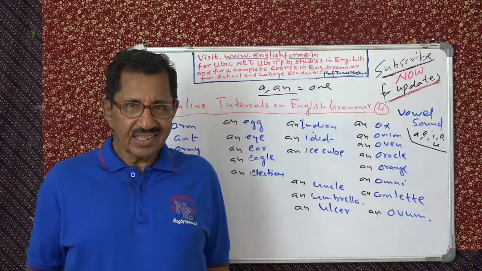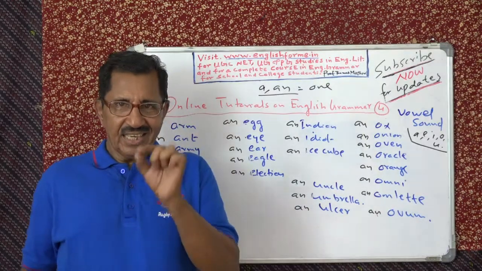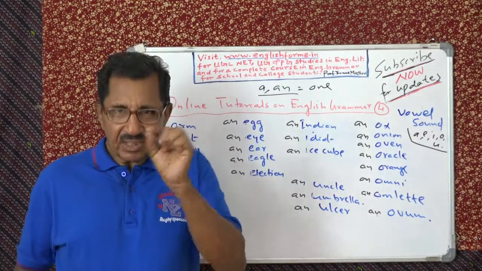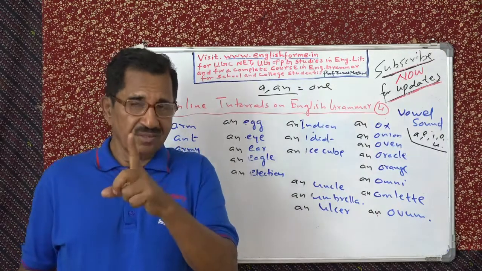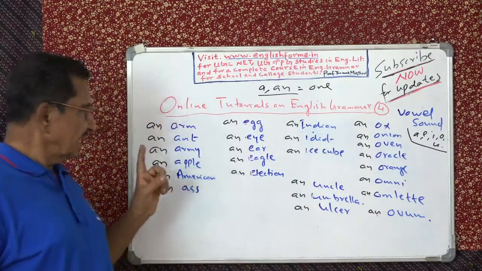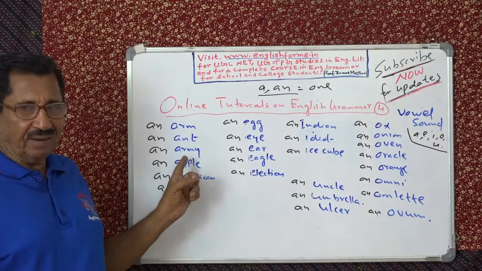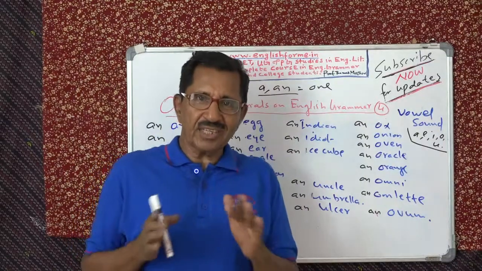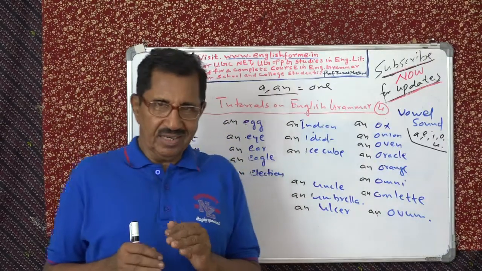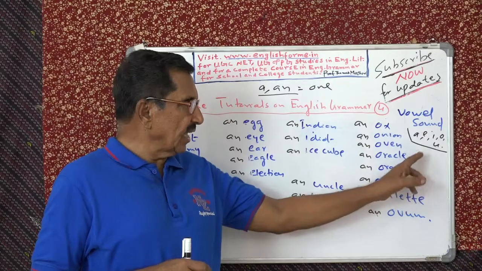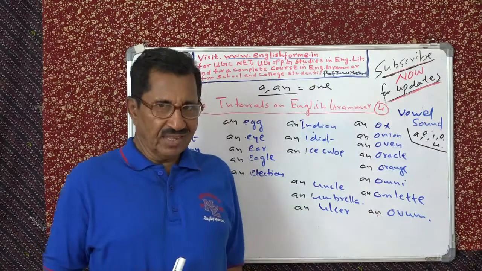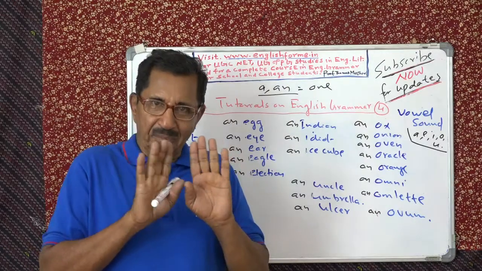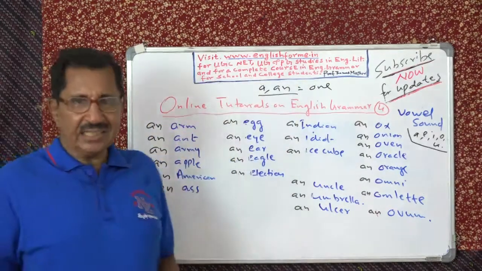What is the difference? When you find a singular count noun begins with a vowel sound, then you should use an before that, not a. The easiest way to find out whether it is a vowel sound or not is to look for the spelling A-E-I-O-U. But that will not help you always. But in many cases it will help you.